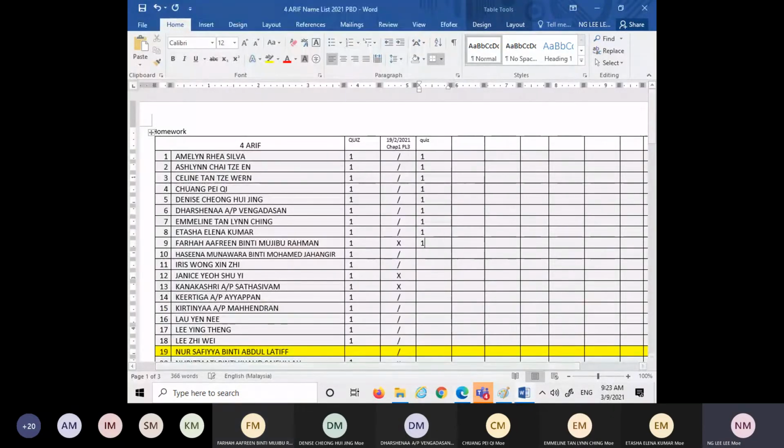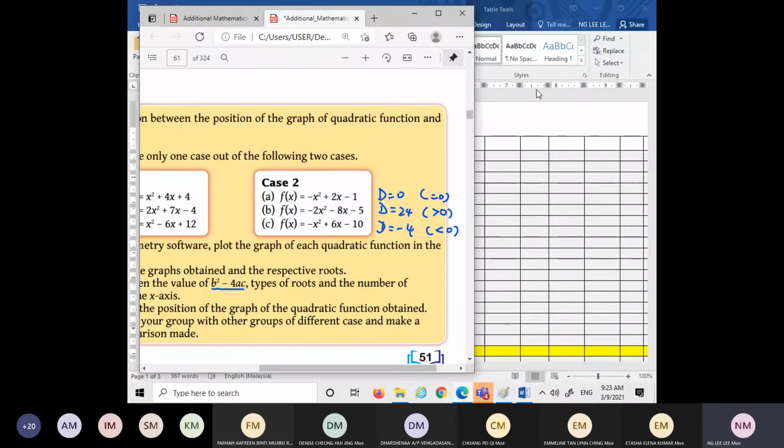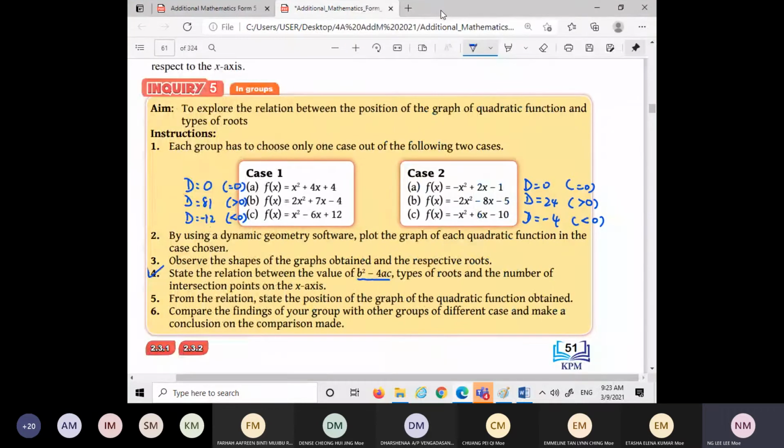Okay, so Farha. Now I'm going to sketch the graph. I'm going to use a software that I always use, FX Draw, to sketch this case by case. These three graphs first, and then after these three graphs.